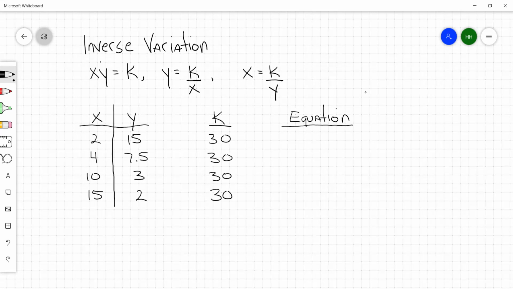So if this data varies inversely, then you're going to use one of these 3 equations, or the form of one of these 3 equations. So I'm just going to use this first one right here. If we had to write an equation to represent this data, we would just say that x times y is equal to 30. So if x times y equals the same thing each time, you've got inverse variation.